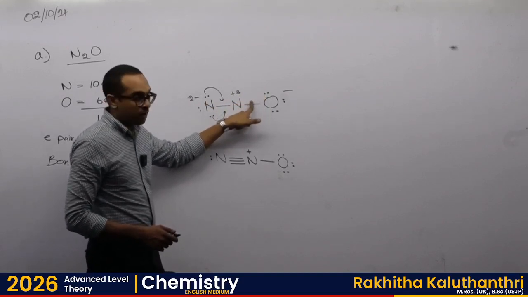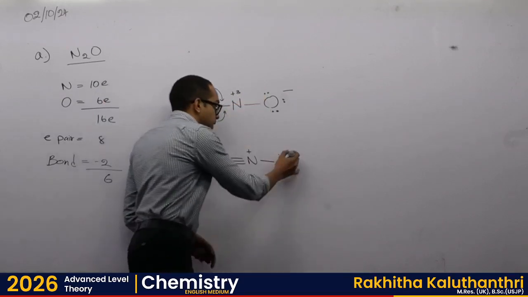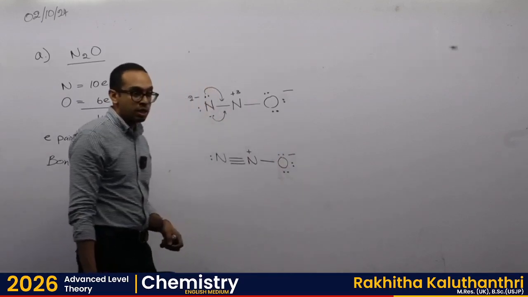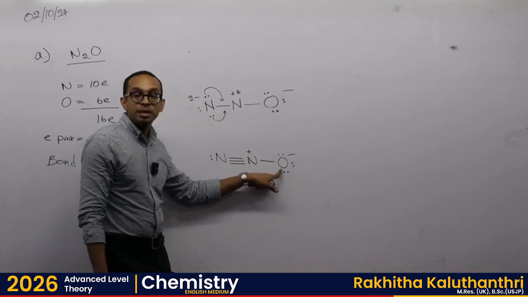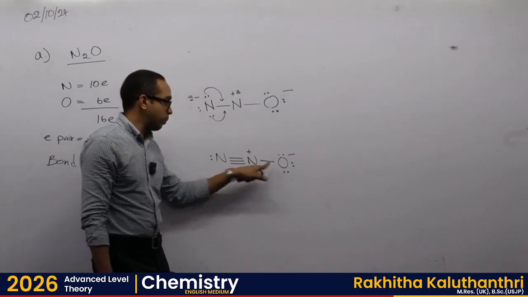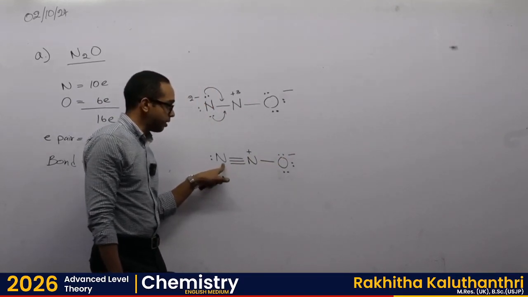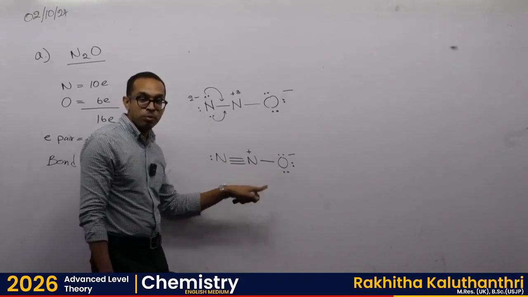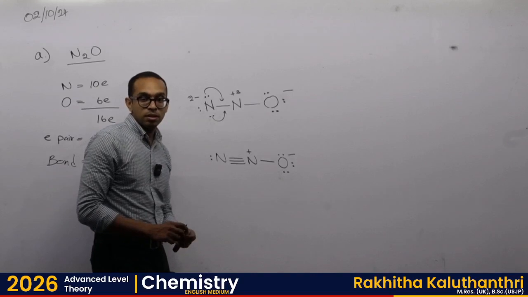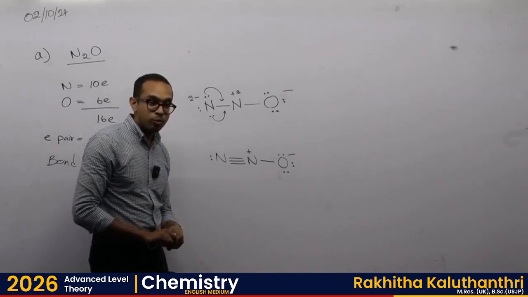Yes, you could have, but we learned that when it comes to keeping negative charges, keeping a negative charge on a more electronegative element is better compared to keeping the negative charge here. Having it here is better. So Lewis structure wise, this is the most stable Lewis structure. Is that clear? This is the most stable Lewis structure.